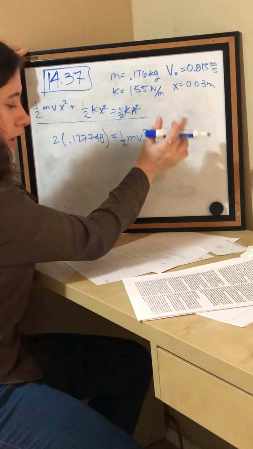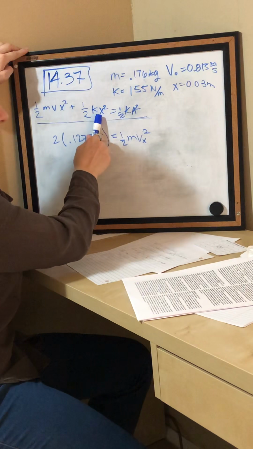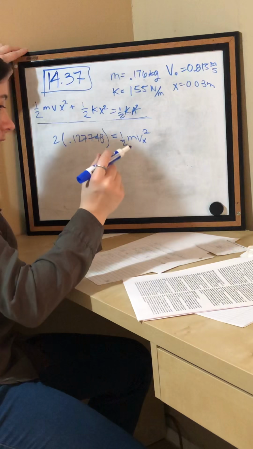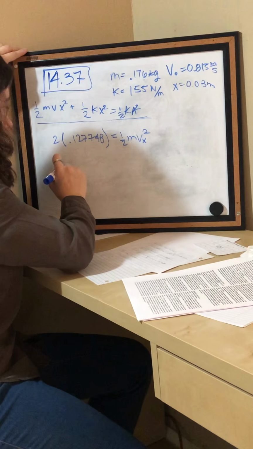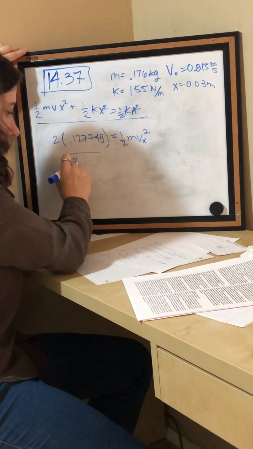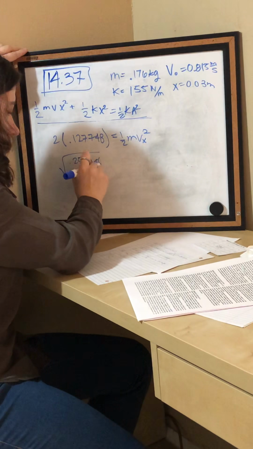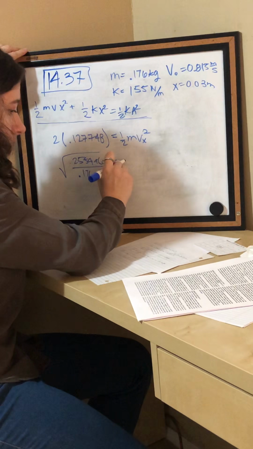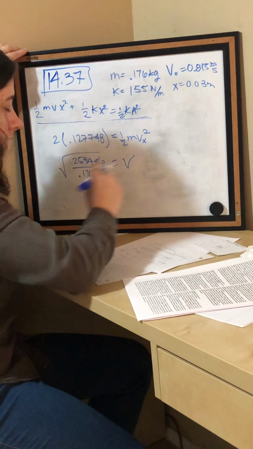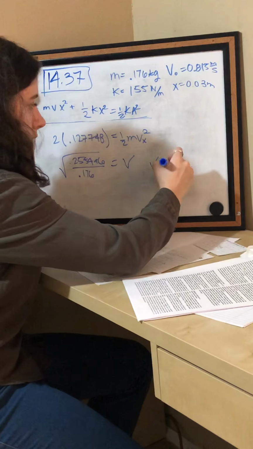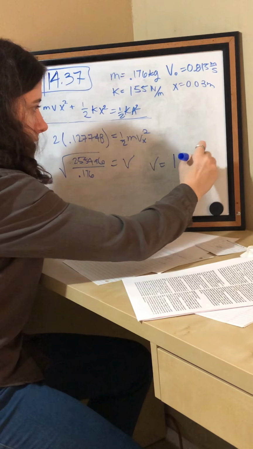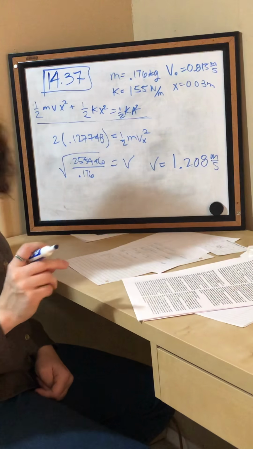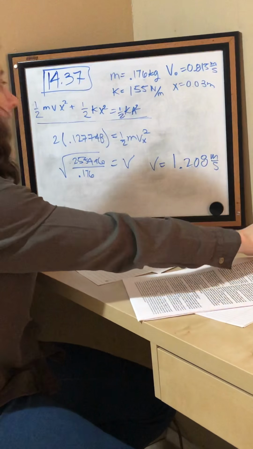So this part right here is going to equal 0. So you plug in the mass and you divide. So you get the square root over this number here, divided by the mass, 0.176. And the velocity comes out to equal 1.208 meters per second. And that's the fastest it will go, because it will be traveling through the center.